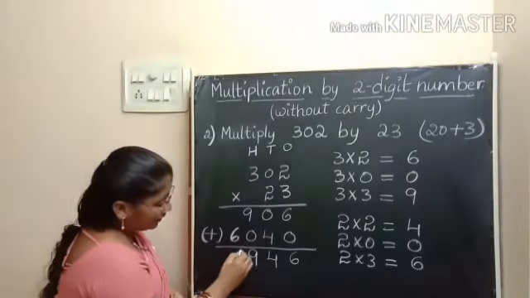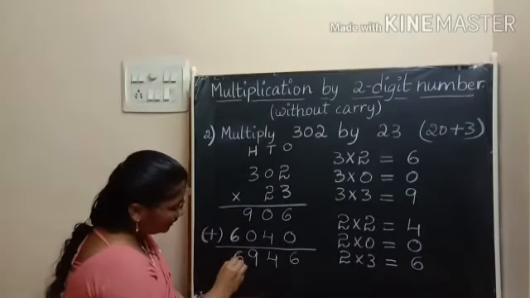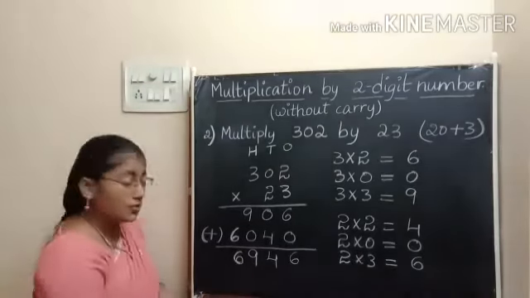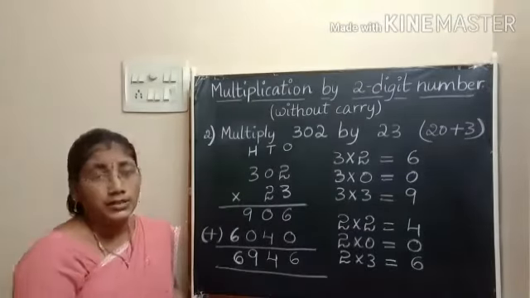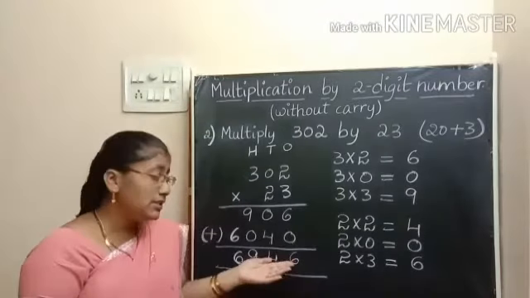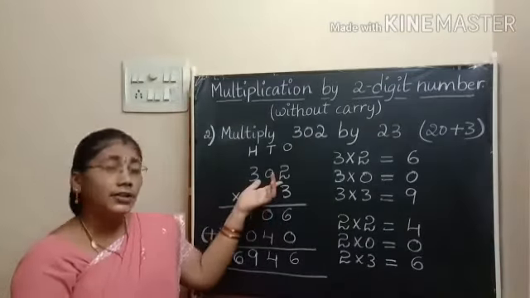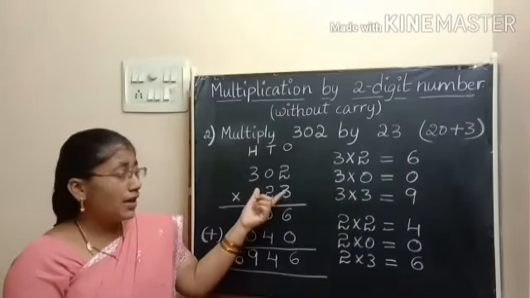Here 6, because here there is nothing to add. That's why I am writing 6 directly. So the final result is 6946. This is the product of 302 and 23. Have you understood, children?